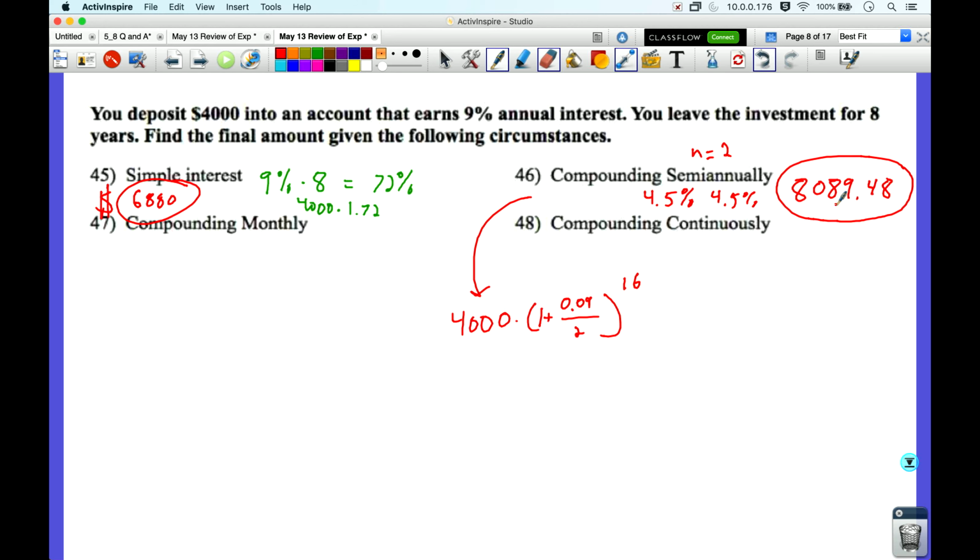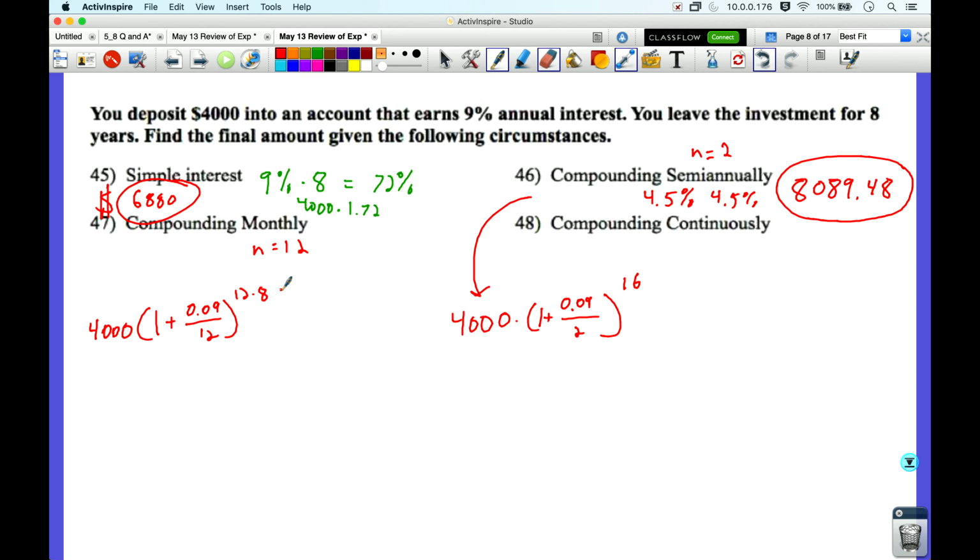All right, let's see if we can get even more money by compounding more frequently. Monthly means n equals 12. So same formula, but we're splitting those interest payments into 12. So 0.09 divided by 12 to the power of 12 times 8. 12 times 8 is 96.